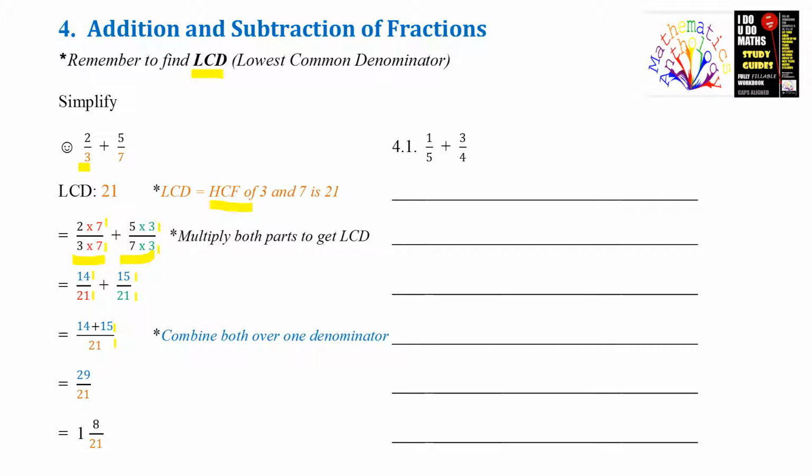I can convert my fraction here, 29 over 21. This is an improper fraction. If I convert that to a mixed number, how many times can 21 go into 29? That's 1 time, and my remainder is 8. 21 plus 8 will give me 29. So my mixed number now is 1 and 8 over 21, my denominator. That's the final answer there.